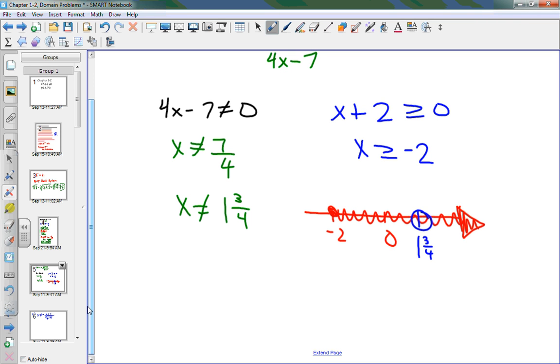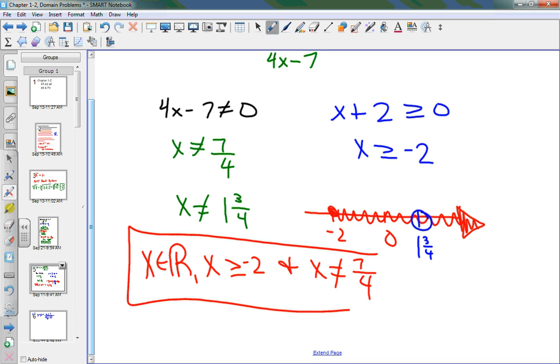Do we understand that? It can be any value greater than negative 2, but the value of 1 3/4, which is 7/4, is within that range, in that domain region. And I have to pluck it out there and say, hey, it can't be that one, though. So how do I write that? X is an element of the reals, x is greater than or equal to negative 2, and x cannot be 7/4. You can understand that, yes or no?